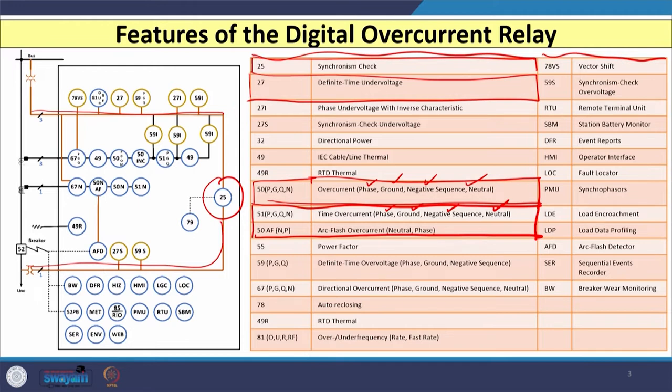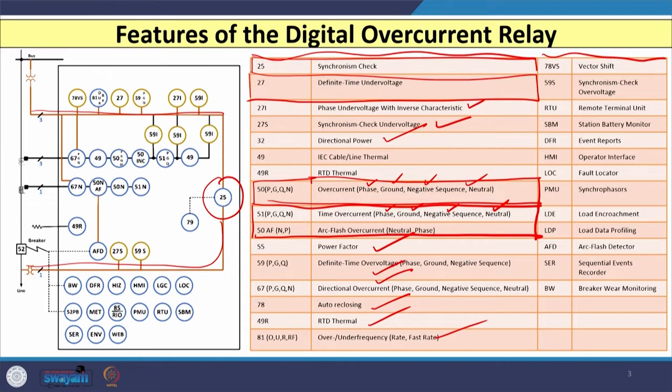Then we have the directional power feature, and phase under voltage with inverse characteristic, so a voltage versus time characteristic is also available. Then synchro check under voltage is also available. Along with that, power factor, definite time over voltage, directional overcurrent, auto reclosing, RTD thermal, and over frequency and under frequency features are also available in the digital overcurrent relay.